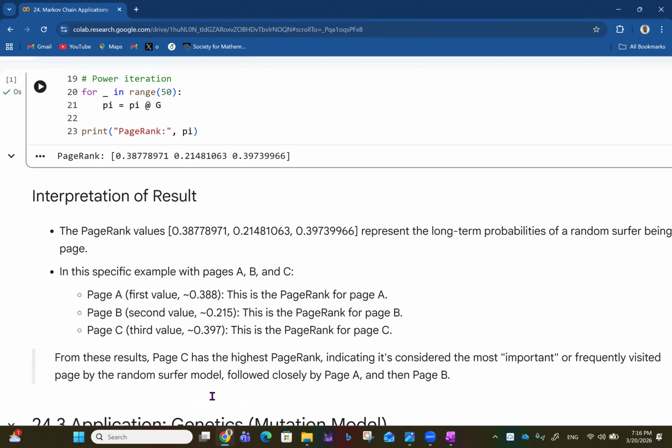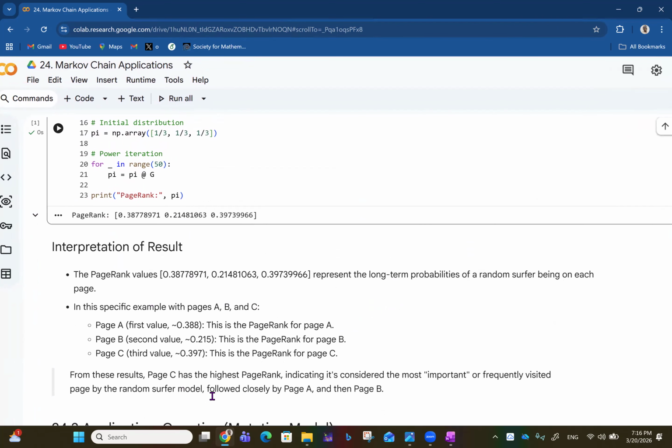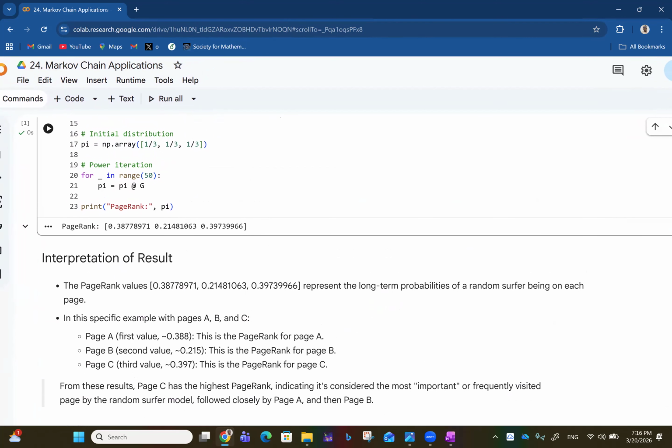So to interpret this result, we see that the page rank values that we have here represent the long-term probabilities of a random surfer being on each page. In this specific example with pages A, B, and C, we see that page A, the first value, is approximately 0.38. This is the page rank for page A. Page B, approximately 0.15. This is the page rank for page B. And page C, the third value, is approximately 0.397. This is the page rank for page C. So from these results, we see that page C has the highest page rank, indicating it's considered the most important or frequently visited page by the random surfer model, followed closely by page A and page B.